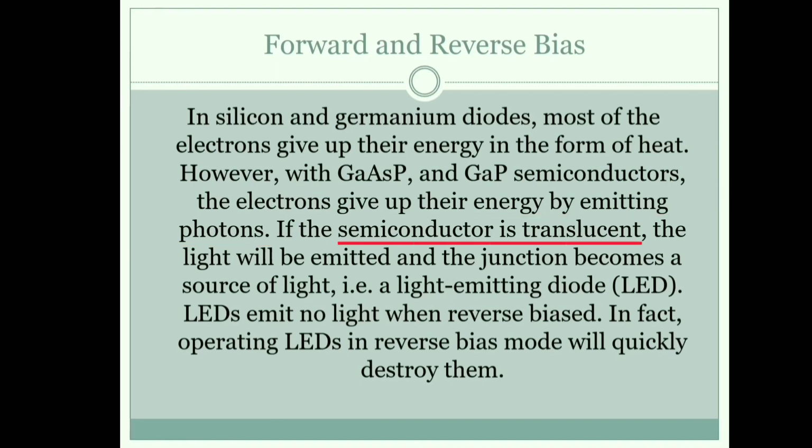Now, if the semiconductor is translucent, then the light will be emitted and the junction will become the source of light. What is translucent? It is half transparent and half opaque. If we use such a type of material over the semiconductor, then light will be emitted. That junction will act as a source of light, which is what we call an LED. LEDs emit no light when they are reverse biased. Why? Because no recombination will take place in reverse bias. In fact, operating LEDs in reverse bias mode will quickly destroy them. Therefore, LEDs work only in forward bias.